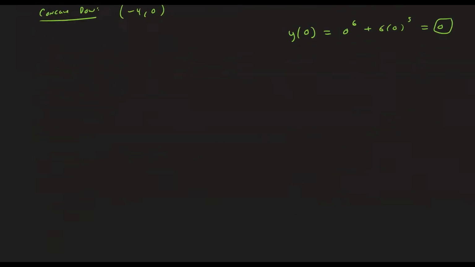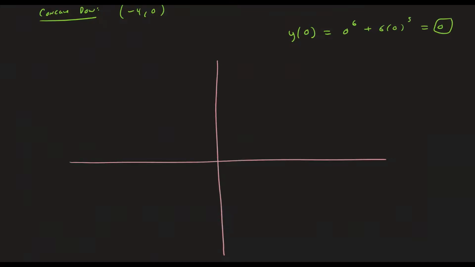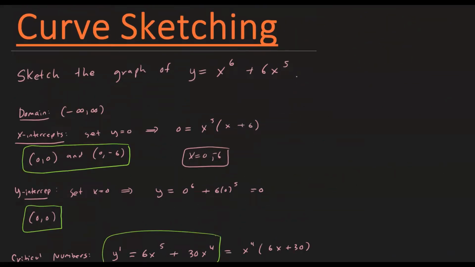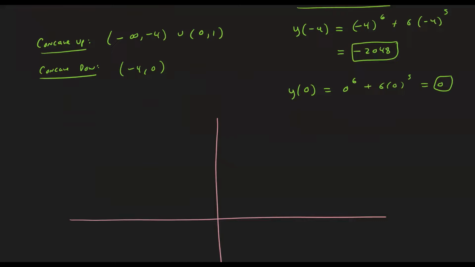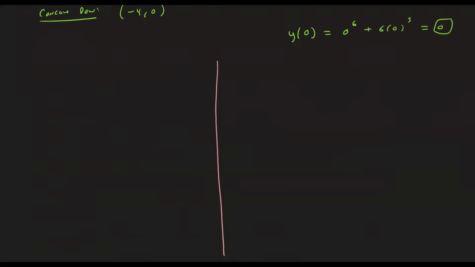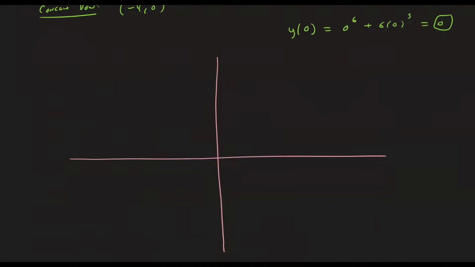So let's do our best to come up with a sketch. So here's my XY plane. The first thing I'm going to do is plot my intercepts. So we know there is x-intercept 0, 0, and -6, 0, and y-intercept 0, 0. Let's put that down together. So 0, 0, and maybe I should use a different color. All right, and then let's call this one -6, 0.